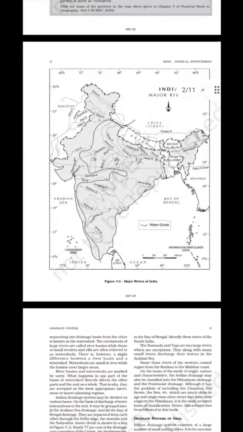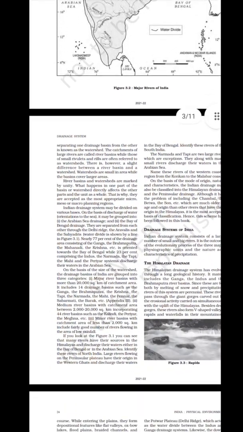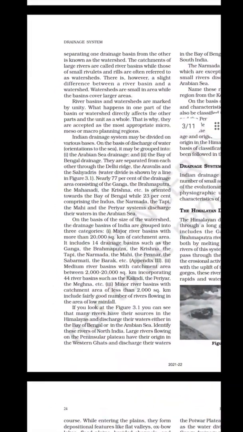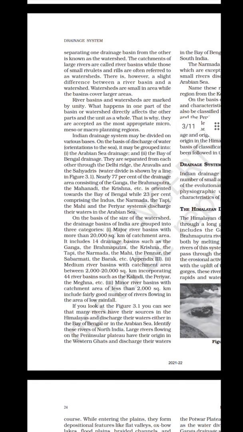Take a look at this map, figure 3.2, major rivers of India. The catchments of large rivers are called river basins, while those of small rivulets and rills are often referred to as watersheds. There is, however, a slight difference between a river basin and a watershed. Watersheds are small in area, while the basins cover large areas.